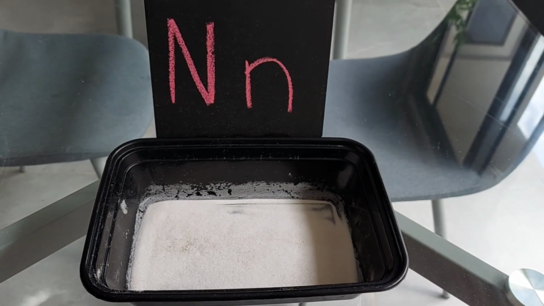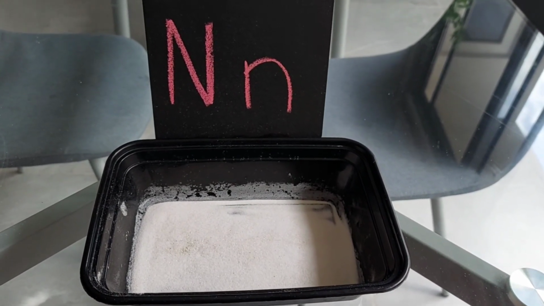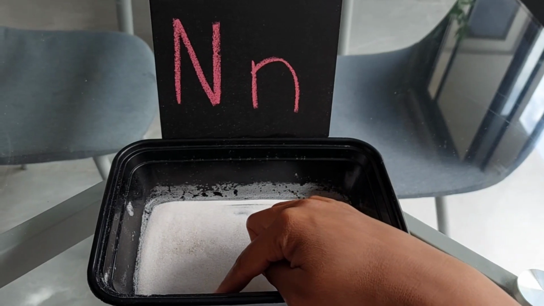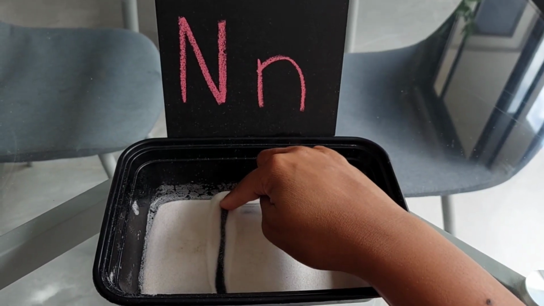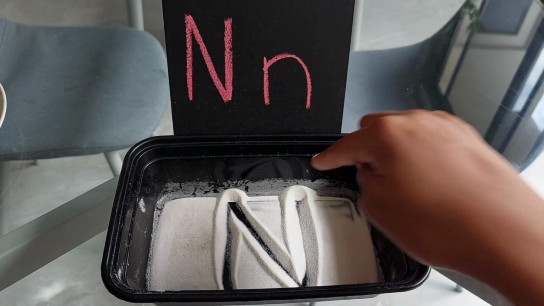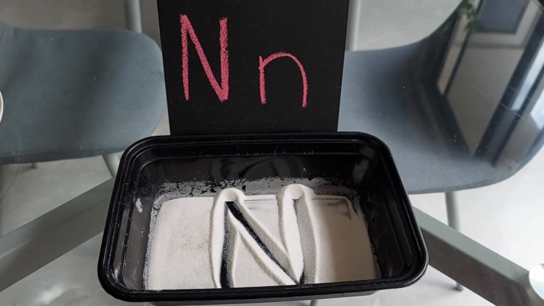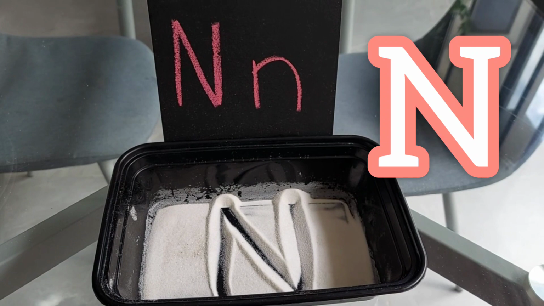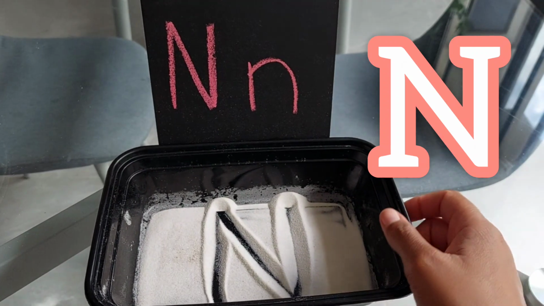And let's learn how to write the letter N. N, we're going to start at the bottom as well, just like the M. And we're going to go all the way up to the top. And we're going to go down. And then we're going to go back up again. Awesome, guys. You just learned how to write an uppercase N.